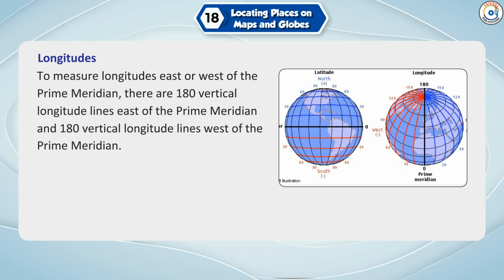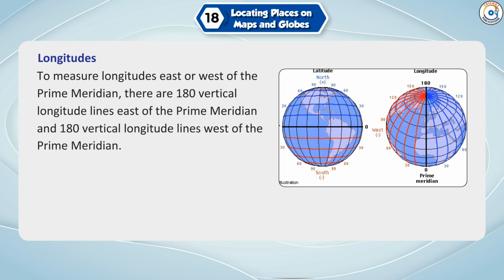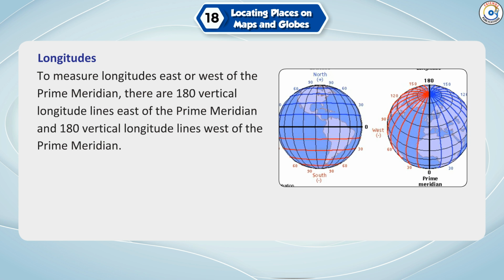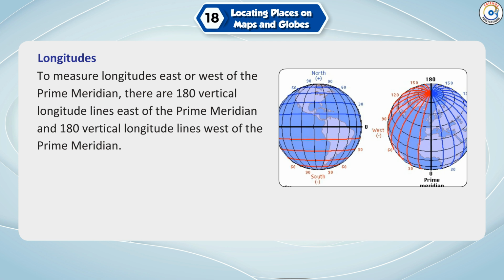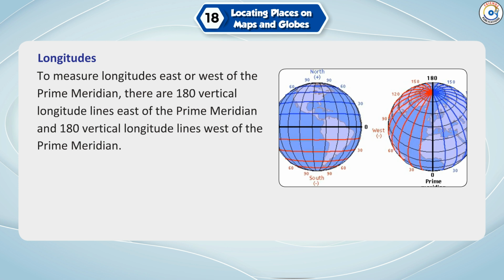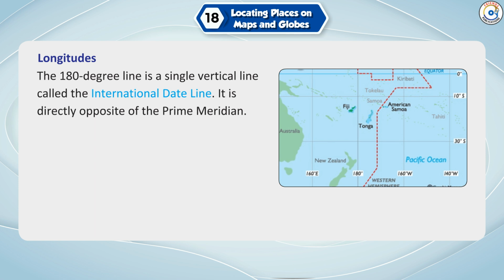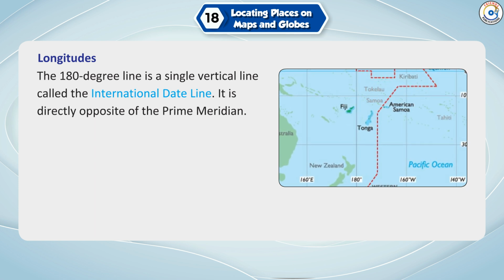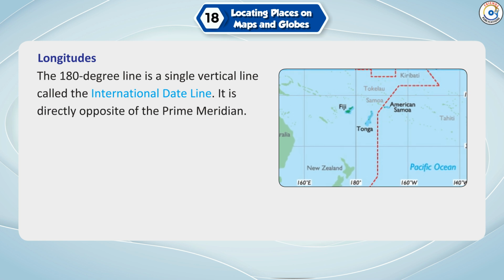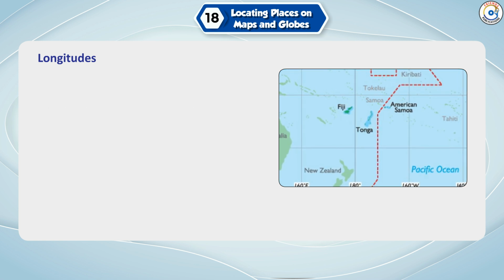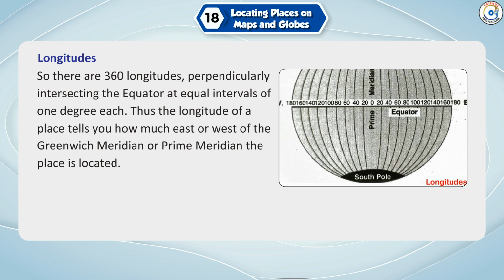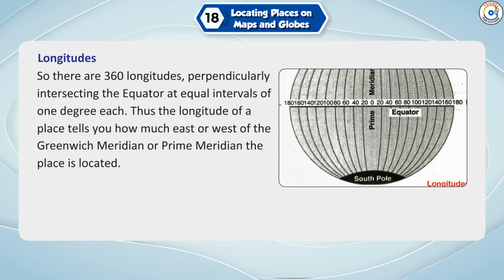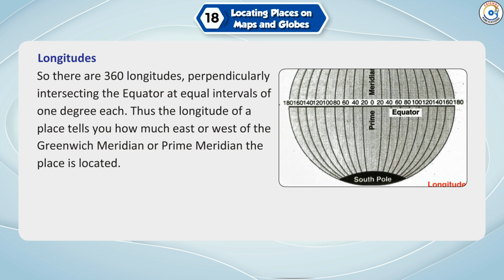To measure longitudes east or west of the prime meridian, there are 180 vertical longitude lines east of the prime meridian and 180 vertical longitude lines west of the prime meridian. The 180 degree line is a single vertical line called the International Date Line. It is directly opposite of the prime meridian. So, there are 360 longitudes perpendicularly intersecting the equator at equal intervals of 1 degree each.